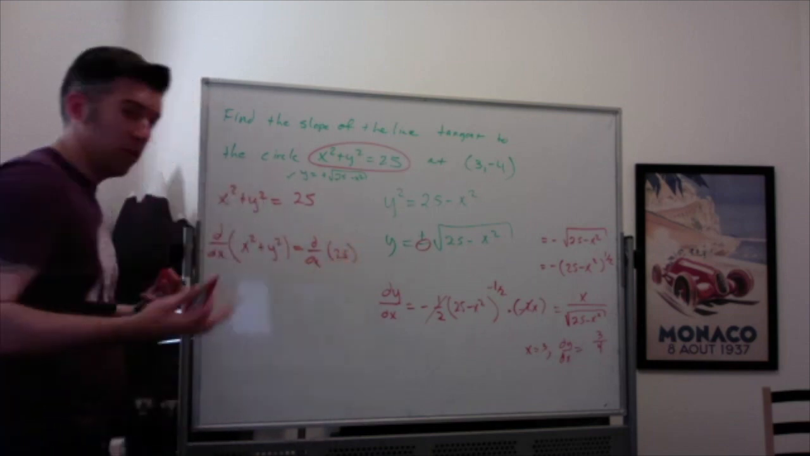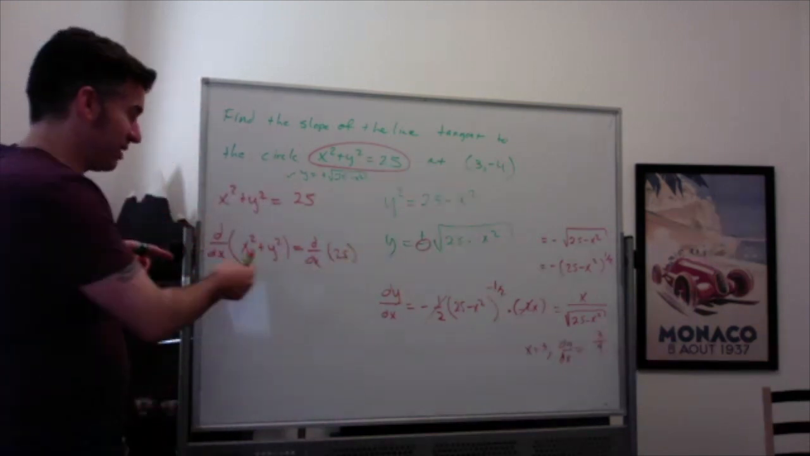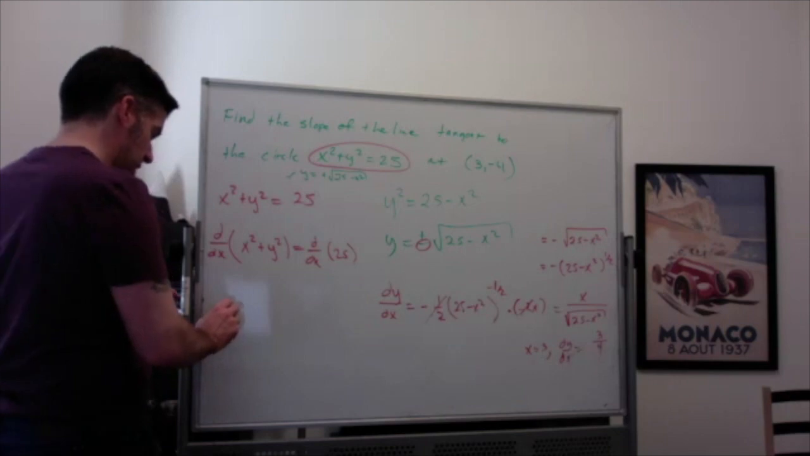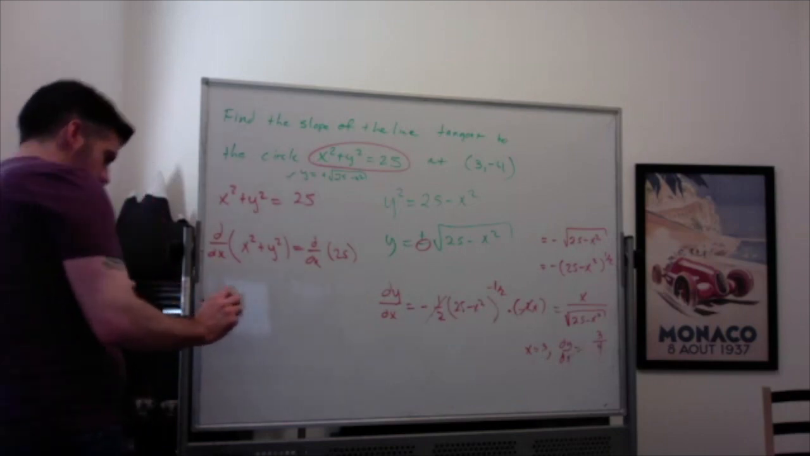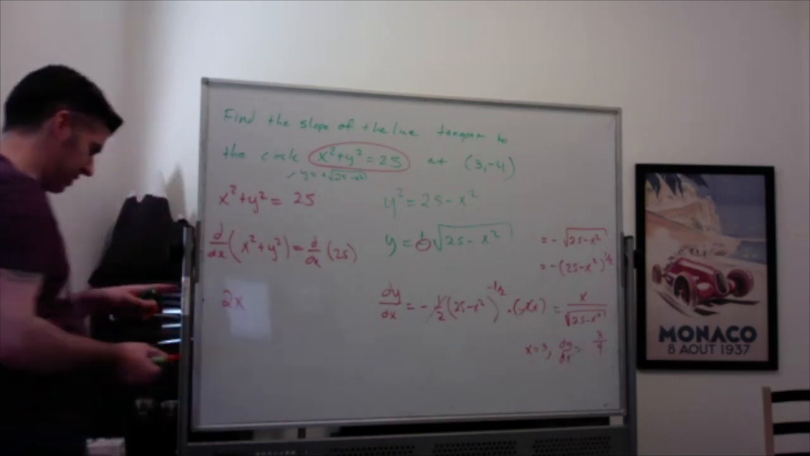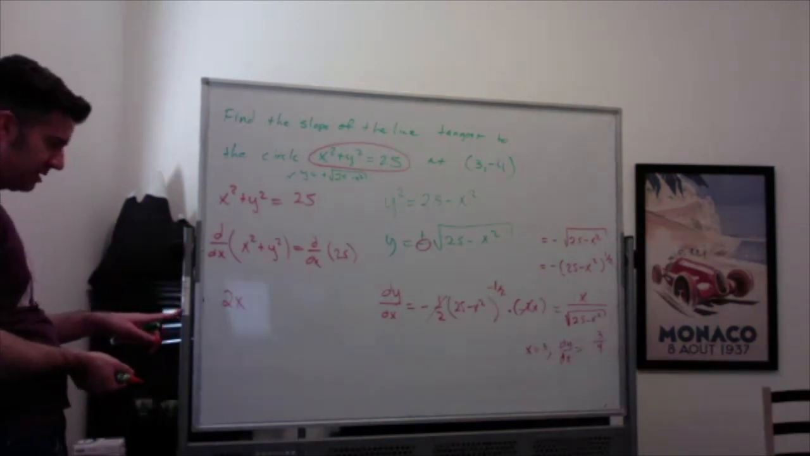Okay, so help me out here. What's the derivative of x squared? 2x. Thank you.